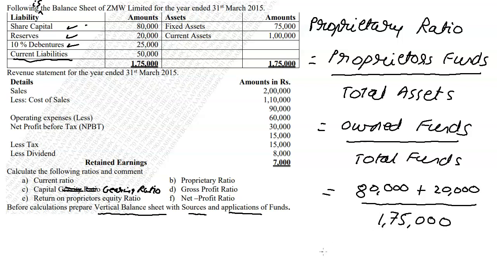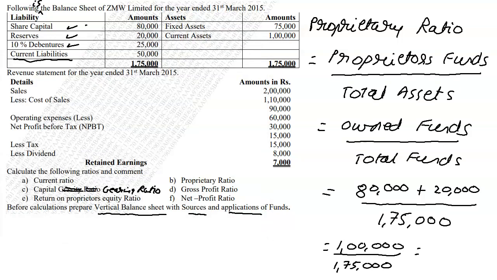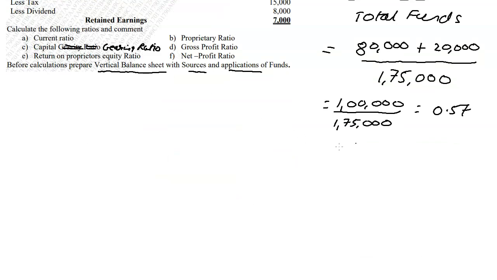1,75,000. So we've got finally 1 lakh upon 1,75,000, which is equal to 0.571, just 0.57 is enough. Right, so therefore proprietary ratio is equal to 0.57. You can write that down.